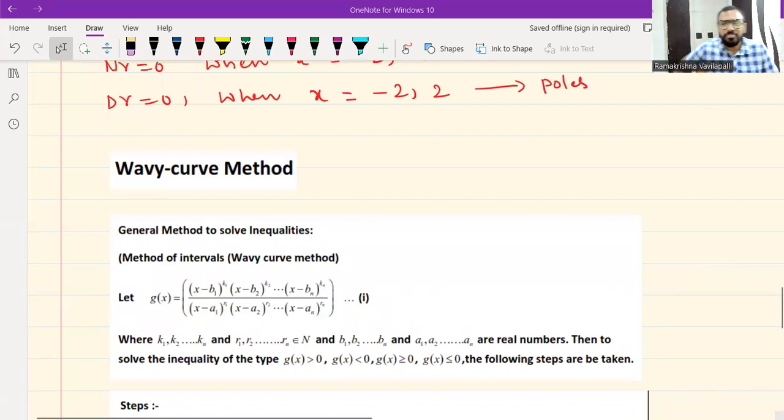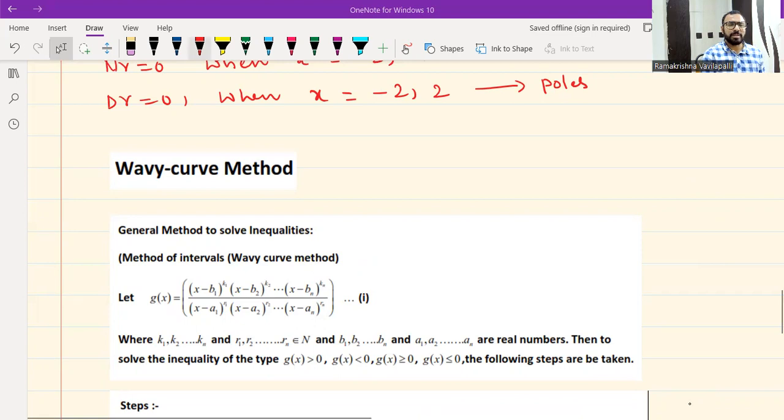So here is the rule for the wavy curve method. Actually whatever we need, I explained it through the examples. So this is for the namesake only. Maybe some students may not understand if I start directly with symbols, etc.